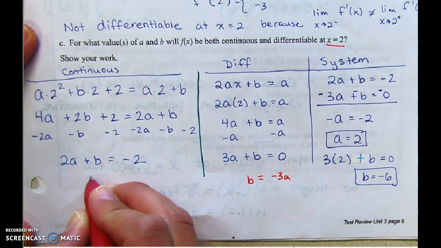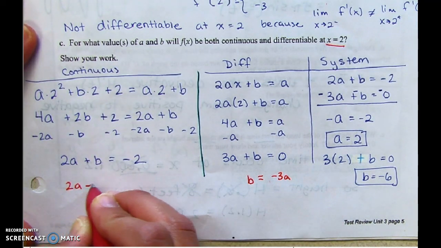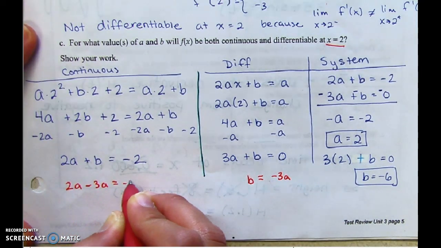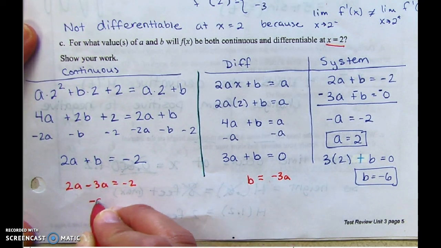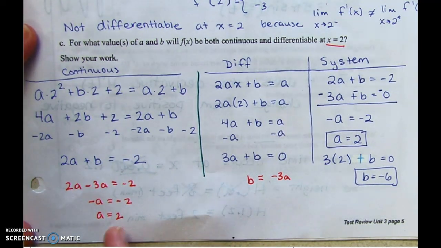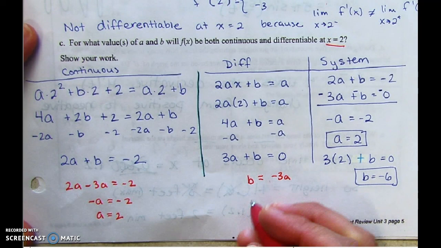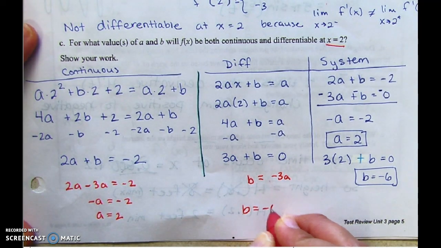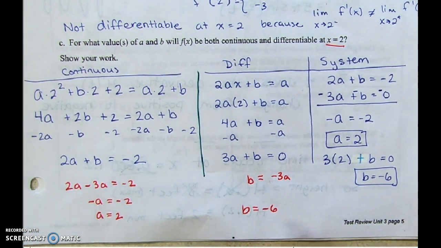And then you could take this and plug it in here. 2a minus 3a equals negative 2. And that would give us negative a equals negative 2, which means a equals positive 2. Yeah? And if a is positive 2, you plug it back in here, and we would get b equals negative 6. So that's using substitution.